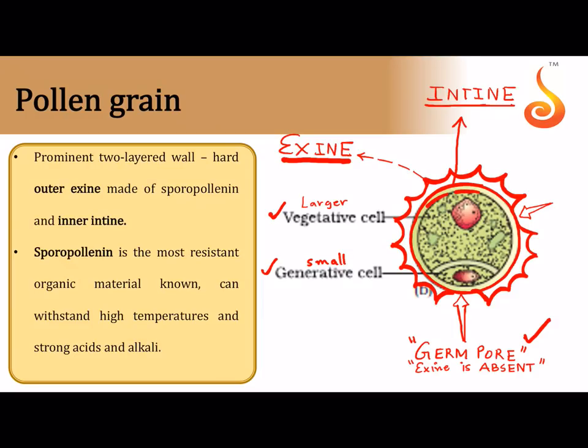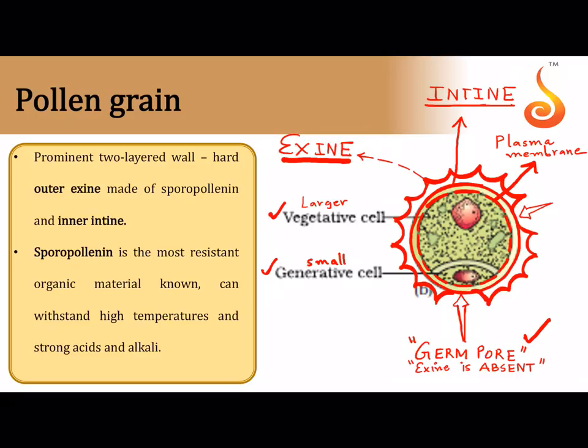And then you can see an inner layer, which I am going to show in dotted line. This inner layer is nothing but the cell membrane of the vegetative cell. The largest cell which I am highlighting now is nothing but the vegetative cell. So this inner layer is referred to as the plasma membrane.